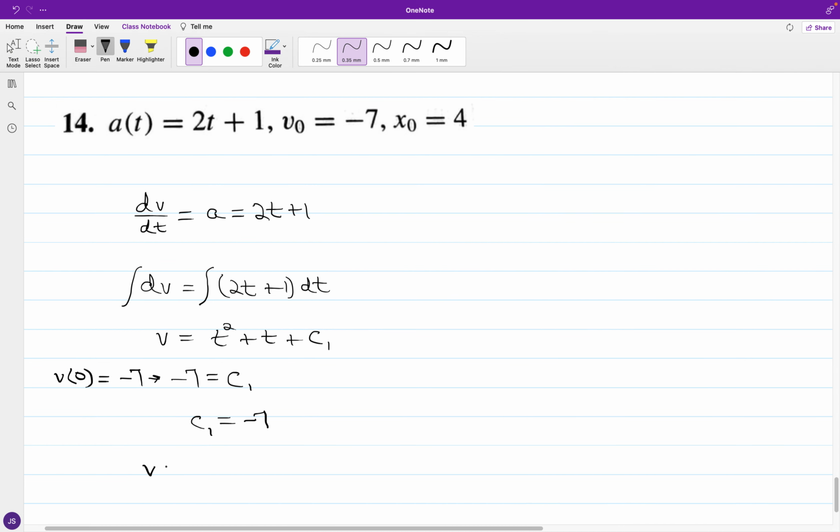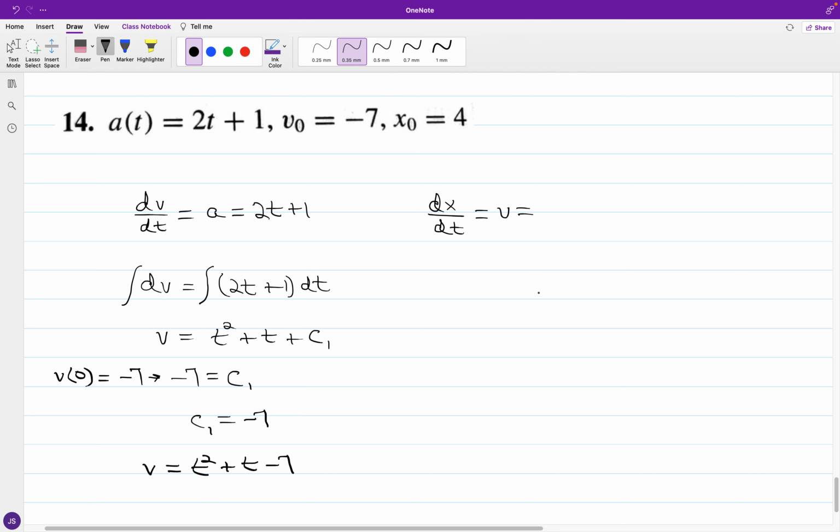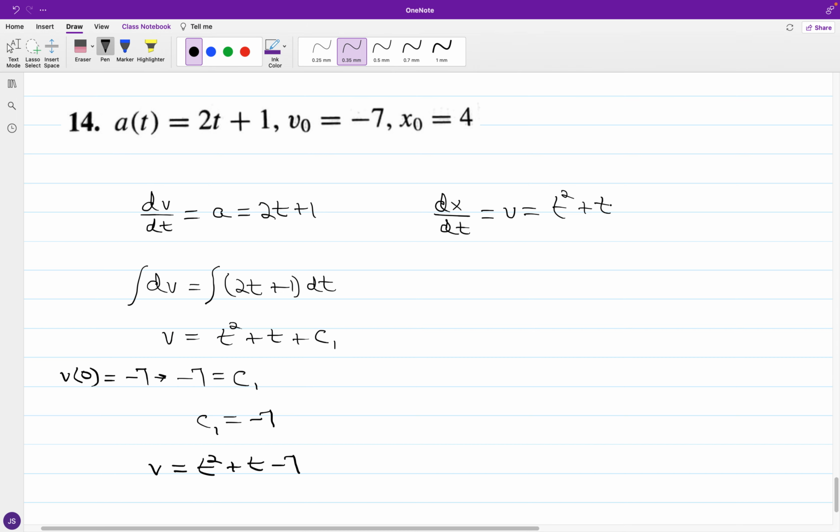So we're going to have for the velocity, that is equal to t squared plus t minus 7. And looking at finding out what the function x of t is going to be. So again, we have the change in distance with respect to the change in time is going to be the velocity. And again, the velocity we have determined to be t squared plus t minus 7. Once again, separating the differentials.